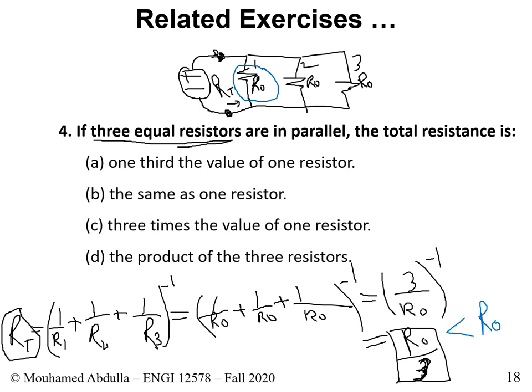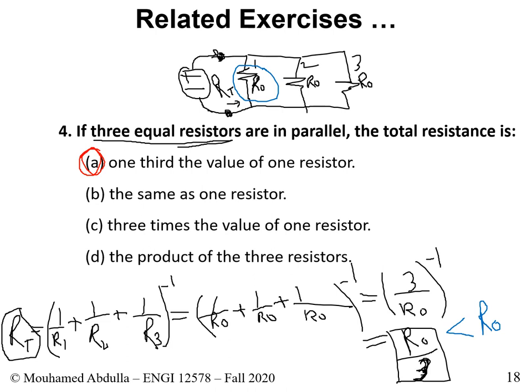So now let's go through the process of elimination and remove those that don't make sense. Three equal resistors are in parallel. The total resistance is 1/3 the value of one resistor. Well, this is correct. So the answer seems to be A. But let's still go through the rest of the letters and then remove them just to make sure.